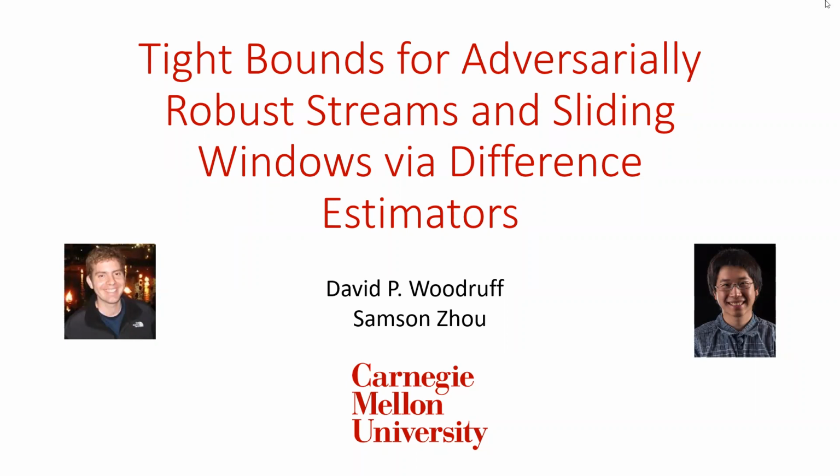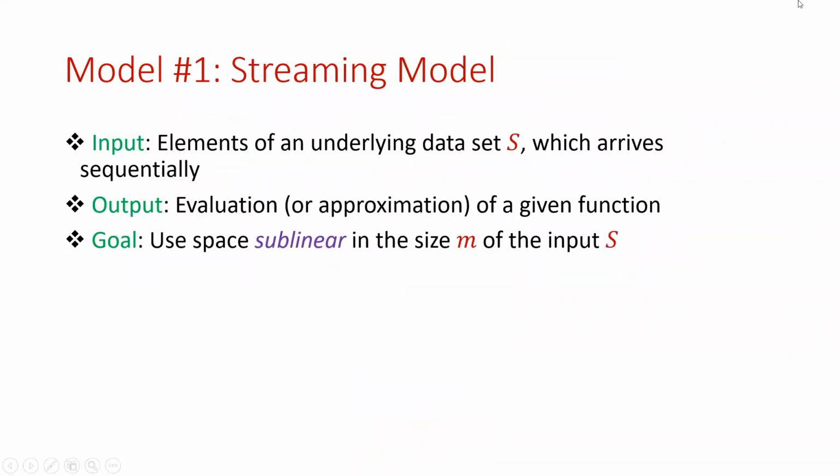Now the first model we'll consider today is the stream model, in which the input is elements of an underlying dataset S, which arrives sequentially, and the output is to evaluate or approximate some given function using space sublinear in the size M of the input S. For example, if we have the sequence of bits that appear at the bottom of the screen, then the number of ones in the stream is going to be 5.